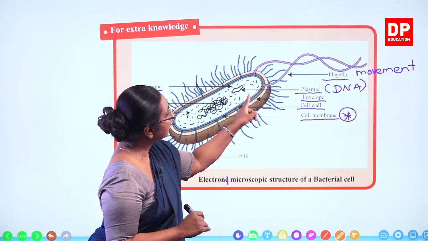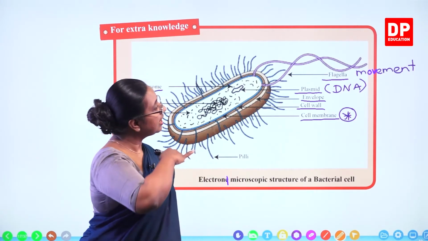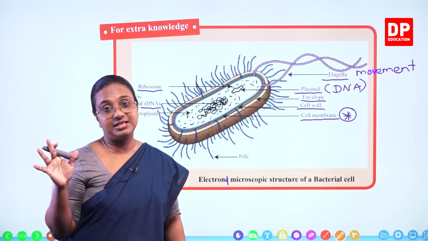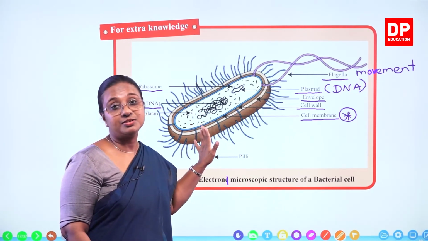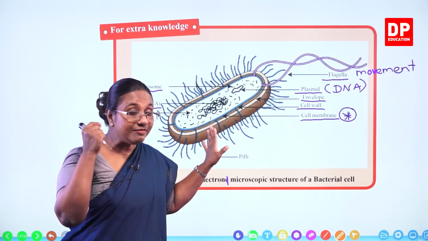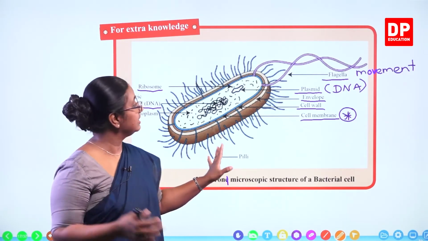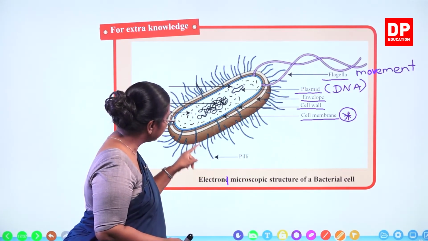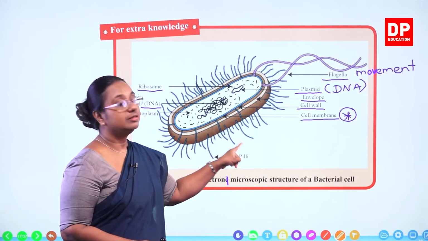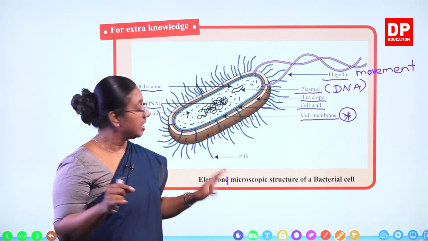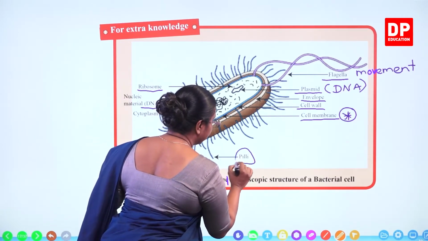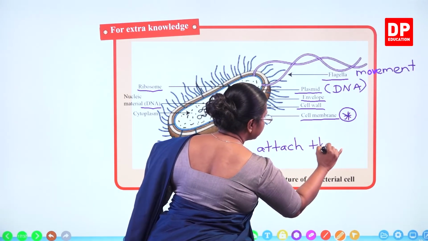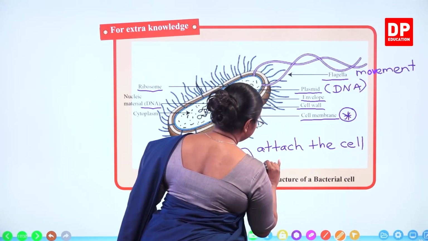Now you can see the difference, students. Flagella is a long, thin, thread-like or hair-like structure. You can imagine it that way. Now, this is an electron microscopic view. So, it's very, very tiny, but still you can imagine it like a long, thin, thread-like structure. Whereas the pili, they are very short, thin, thread-like structures. Now, the function of this pili is to attach the cell to surfaces.